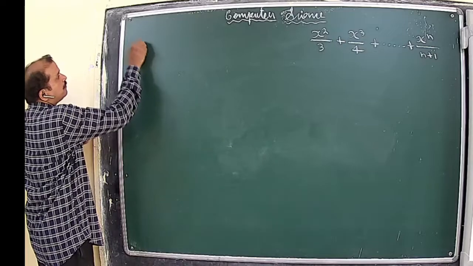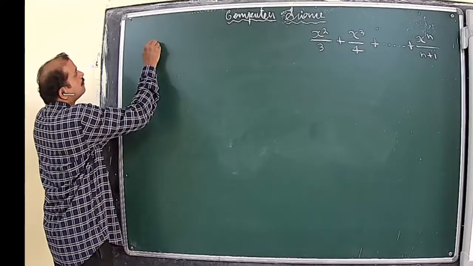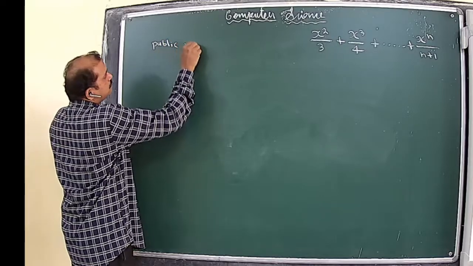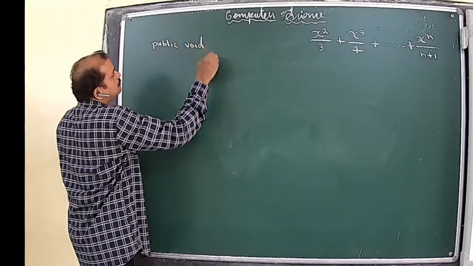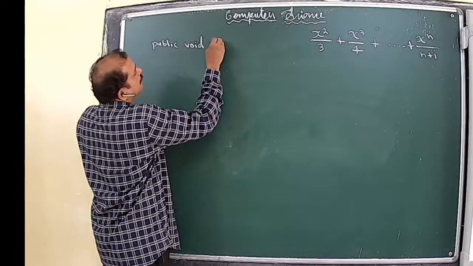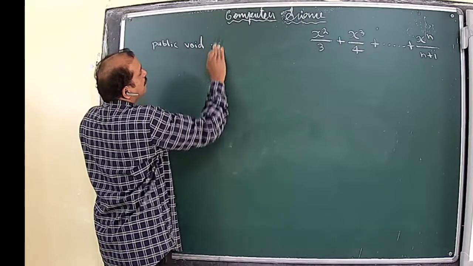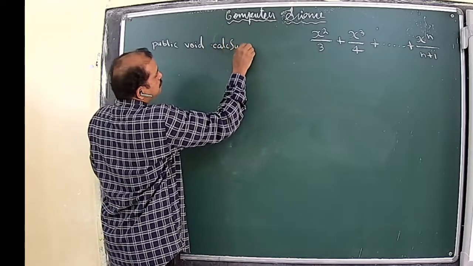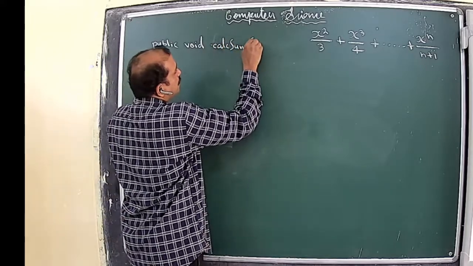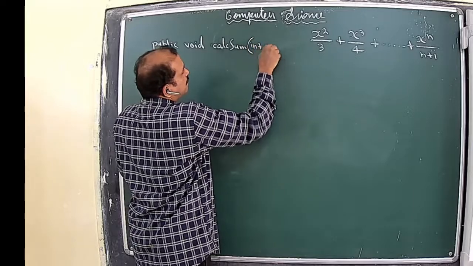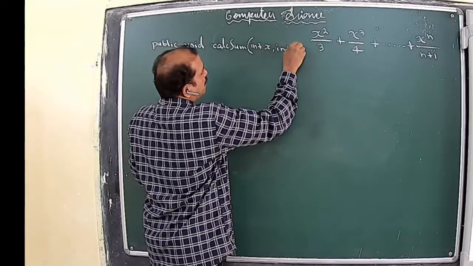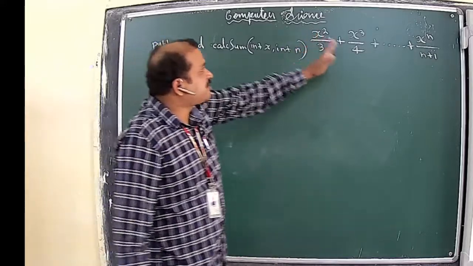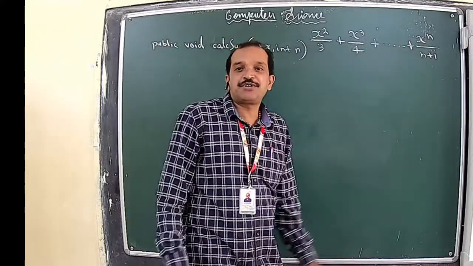Let's go for it. We will create a function. Let's make it calc sum, with integer x, comma, integer n. The values of x and n will be accepted as arguments.